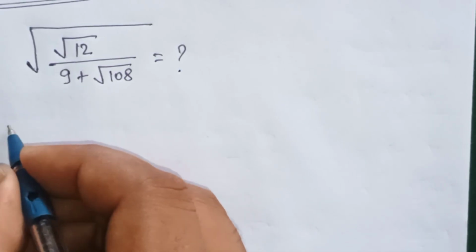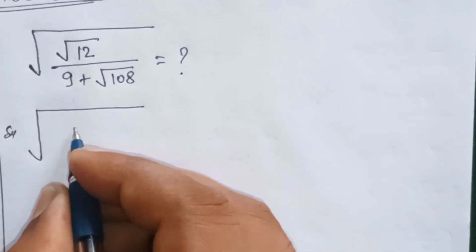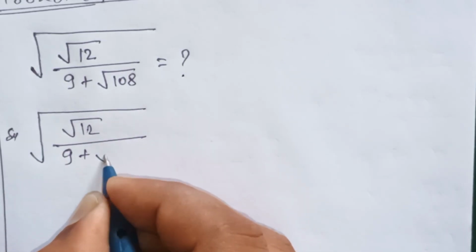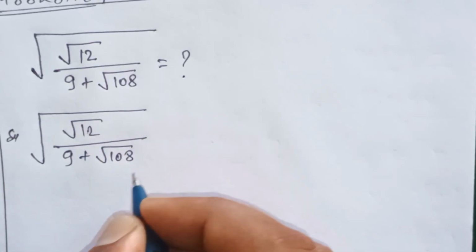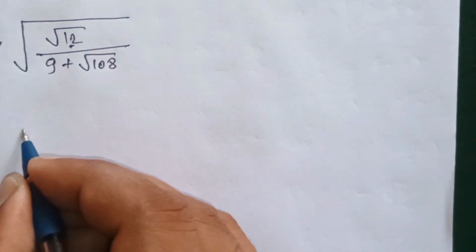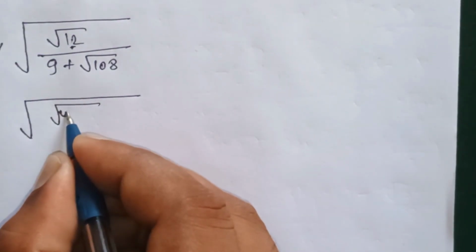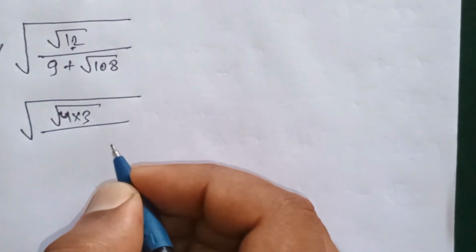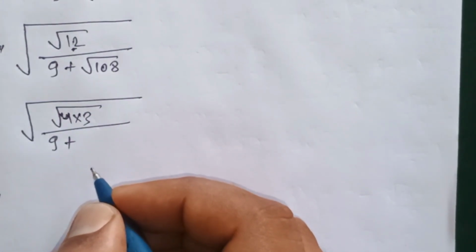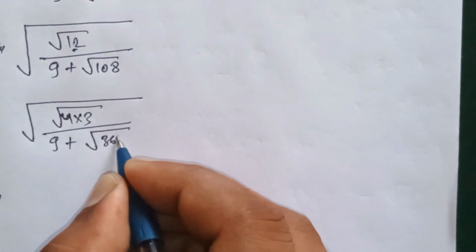Let us start the solution. First of all, according to the question, root under root under 12 divided by 9 plus root under 108. After that, this 12 will be written as root under 4 into 3, divided by 9 plus root under 108, and that will be written as root under 36 into 3.